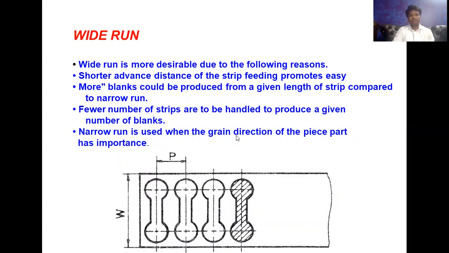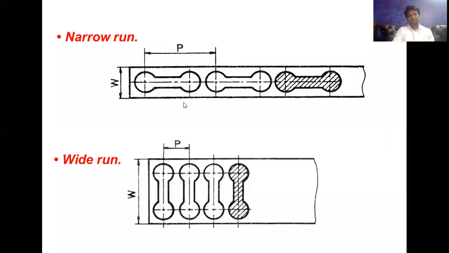Narrow run is used when the grain direction of the piece part is important. Because if there is a grain direction, in this direction the grains are along the cold roll direction. So if you perform the blanking operation, it is easy to get the blanks through the strip because of the grain orientation, and we can reduce the stresses in the grain in the strip, or we can reduce the deformations or cracks.